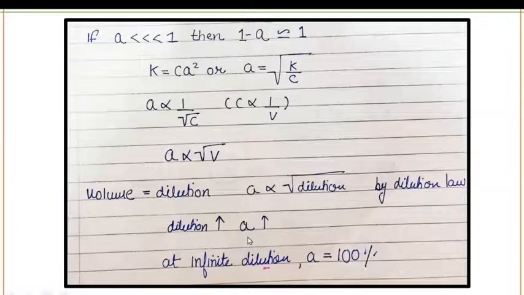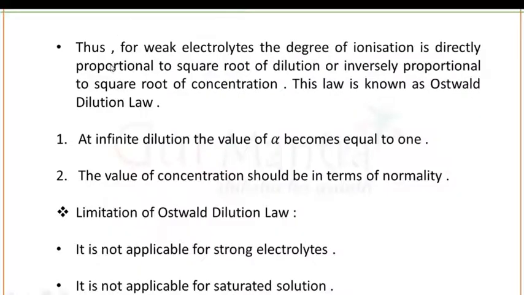Thus, you can conclude that for weak electrolytes, the degree of ionization is directly proportional to the square root of dilution, or inversely proportional to the square root of concentration, and this law is known as Ostwald's dilution law. Okay, so from Ostwald's dilution law, we have two major outcomes. Number one, at infinite dilution, the value of alpha becomes equal to 1. And number two, the value of concentration should be in terms of normality.